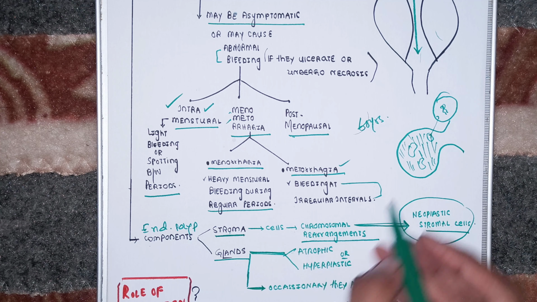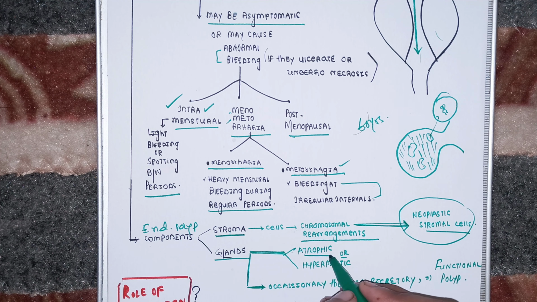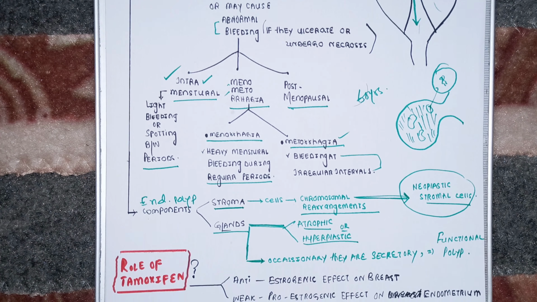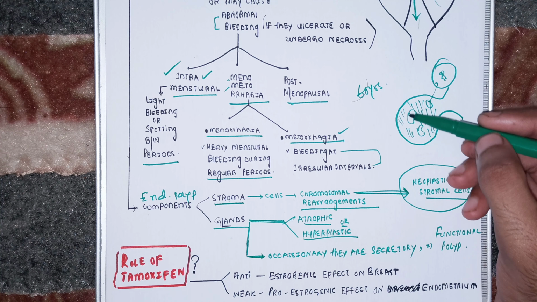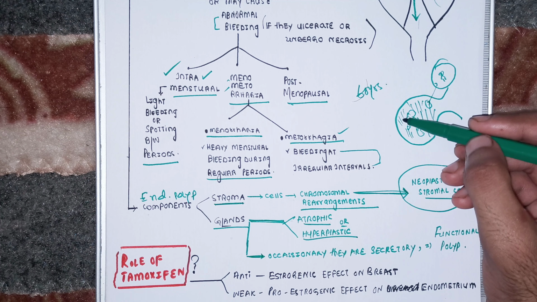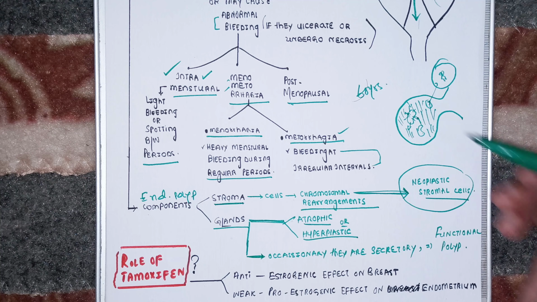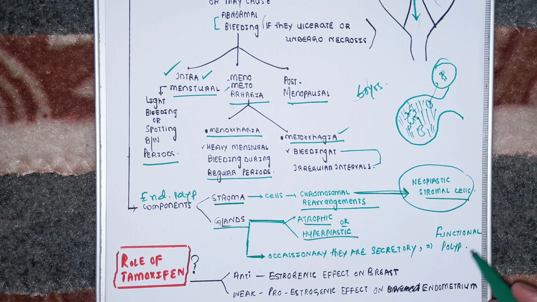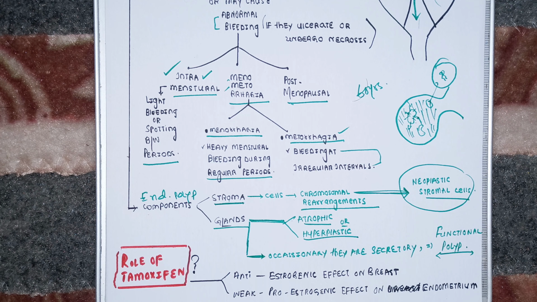The glands present inside the polyp may be atrophic or hyperplastic, not really sure. And the glands are occasionally secretory. That means the glands present in the polyp may occasionally secrete some secretions. If the glands are secretory, then that type of polyp is called a functional polyp. An endometrial polyp is called a functional polyp when the glands are functional, producing some secretions.